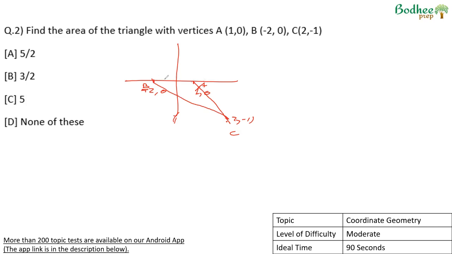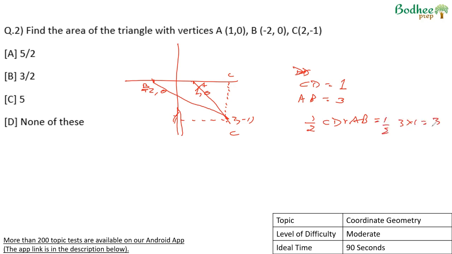or better still, I drop a perpendicular from here. The length of the perpendicular, suppose CD, will be the y coordinate of this point, which is minus 1. So length of CD will be 1. Also AB will be from minus 2 to 1, which is 3. I can say that area of triangle ABC is nothing but half of CD into AB, which will come out to half of 3 into 1 or 3 by 2.